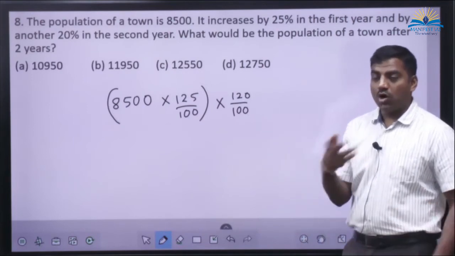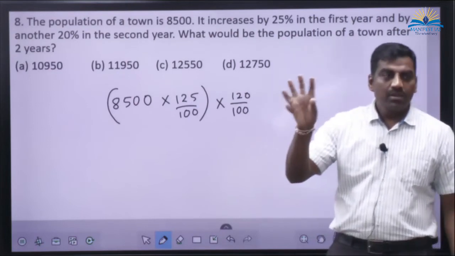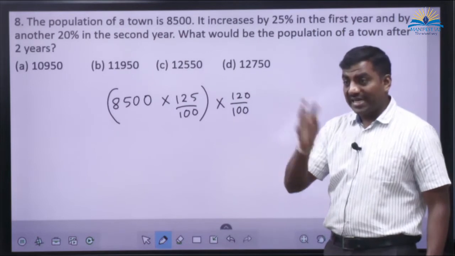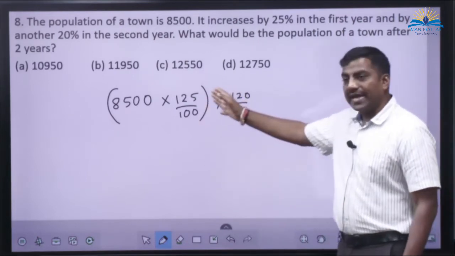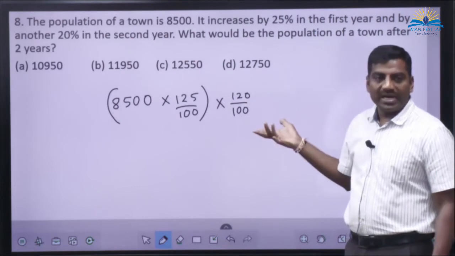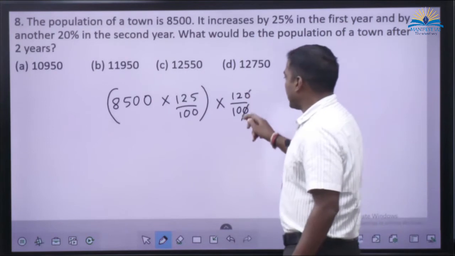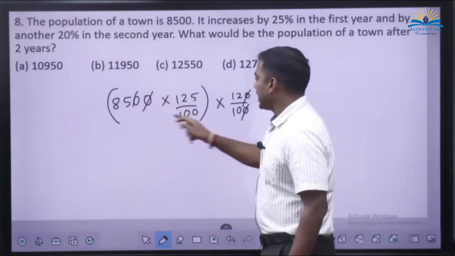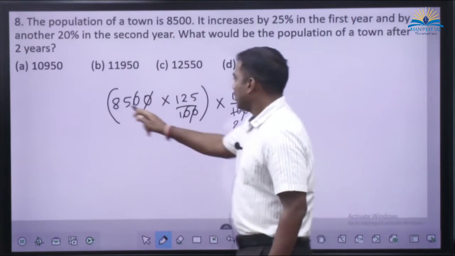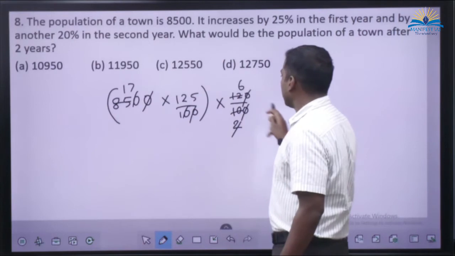Yes or no? So from now on, whenever we are adding a certain percentage to the given amount or given number, rather than finding the percentage and adding it, we'll directly write 125 by 100 or 120 by 100 or 150 by 100 accordingly. Now calculate. 0, 0 get cancelled. Here 0, 0 get cancelled. Then 5 2s are 10, 5 17s are 85, and 2 1s are 2, 6s are 12. Calculate.